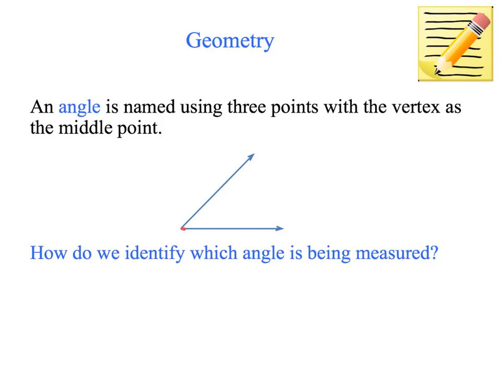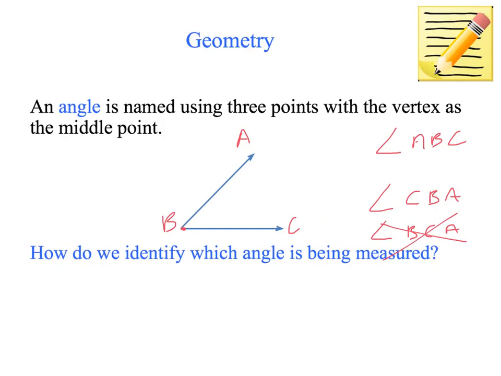So an angle is named using 3 points with the vertex as the middle point. So we could label this A, B, and C. So this would be called angle ABC. Now please note it can also be called angle CBA, but it cannot be called angle BCA or something like that. You have to always have the vertex as the middle point when you are writing the name of the angle.